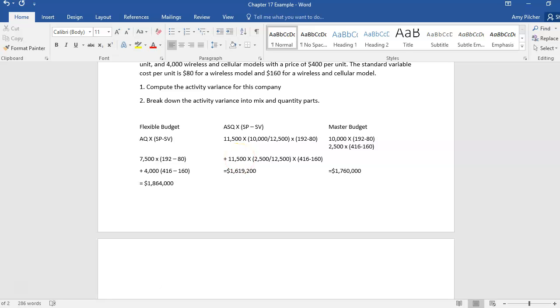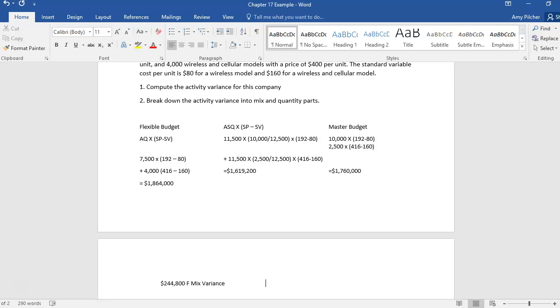So if we take $1,864,000 minus $1,619,200, we get a difference of $244,800. That is a favorable variance. That is our mix variance.